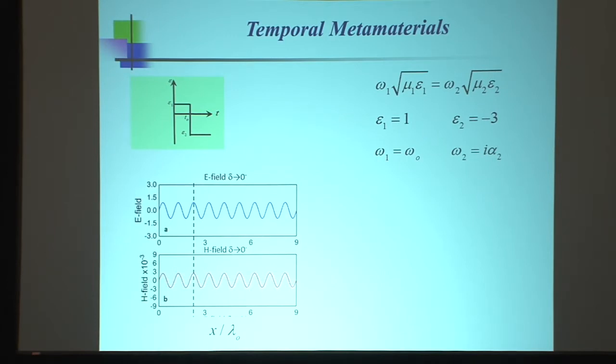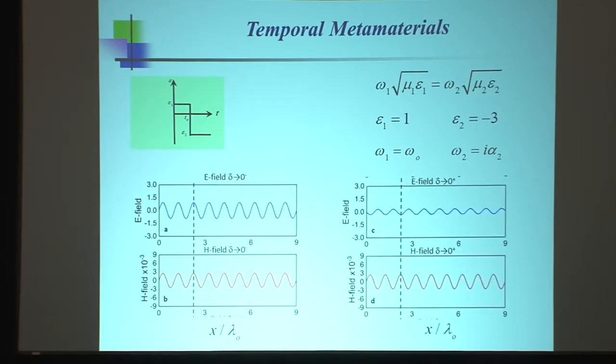These are actually plots of the analytical expression that I have. Imagine this is a function of space, and you have the electric and magnetic field of a simple plane wave that's propagating, at a given time. So you freeze the time. And at that time, rapidly you change epsilon from 1 to minus 3. As soon as you do that, you notice what happens to the electric field.